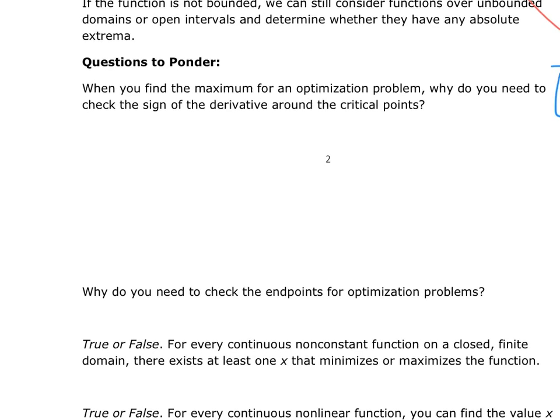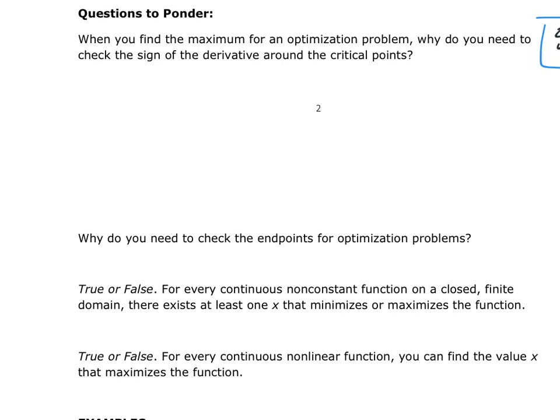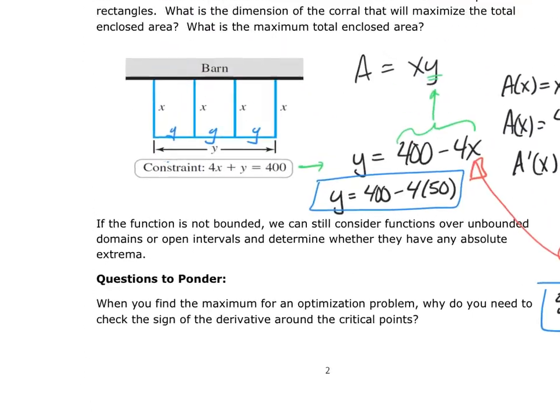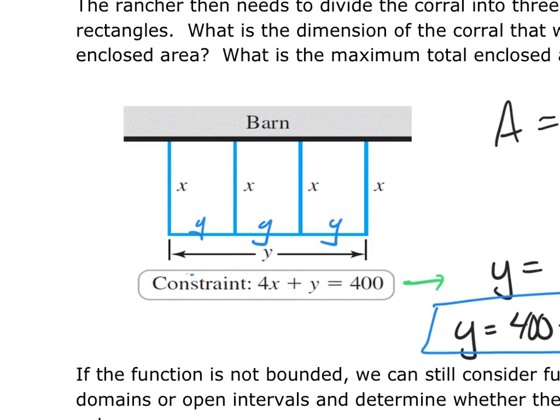What about the endpoints? Would it have made any sense for me to check the endpoints of 0 and 100? Because my domain for this here, if I come back here, the largest my x can be, obviously is not going to be 100. If I let my x equal 100, would that make any sense? And the answer is no, because then I just have a straight line. I can't corral anything with a straight line. I don't know if you've ever spent any time with animals, but you put a straight line out there, eventually they're going to go around that.